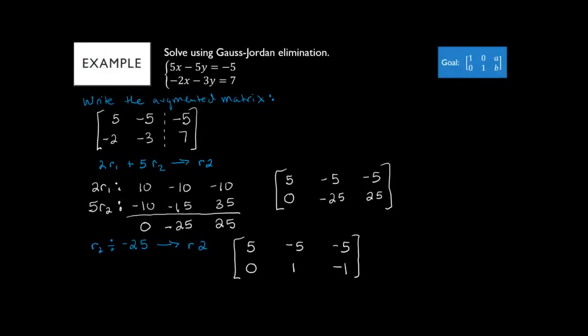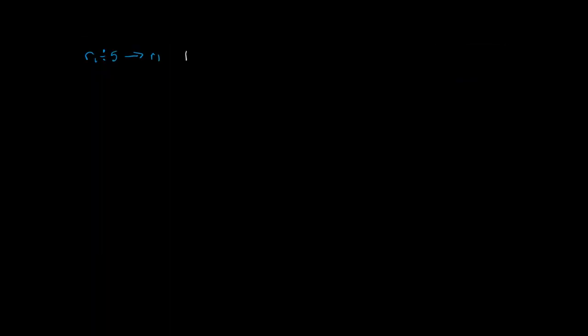So I'm going to do this on my next slide. We're going to take row 1, dividing by 5, and then replacing that in row 1. So that gives us 1, and then we're going to get a negative 1, negative 1, and we have 0, 1, negative 1.